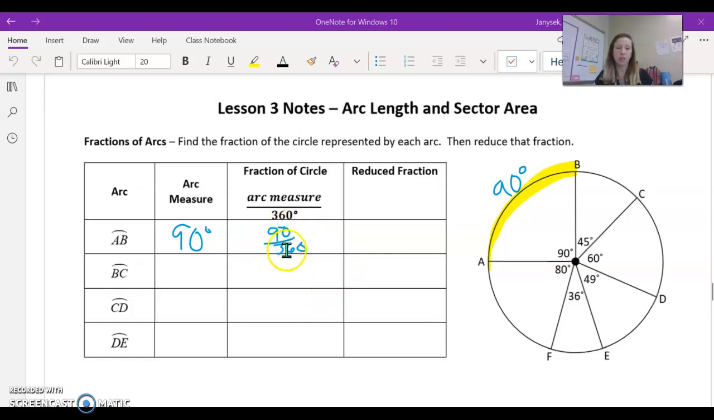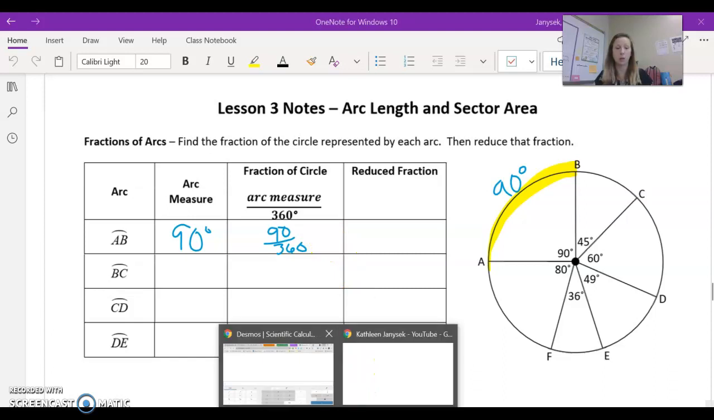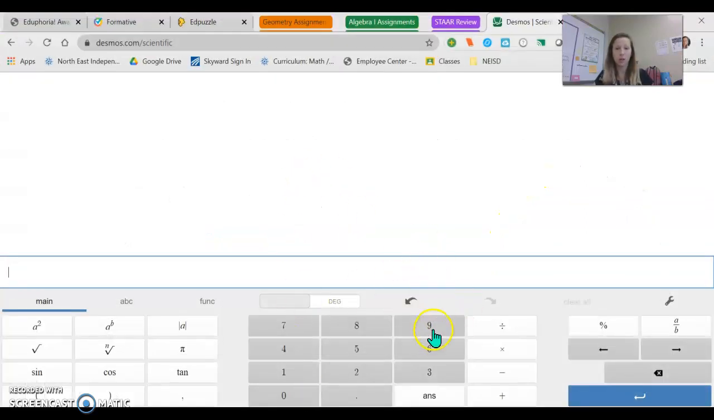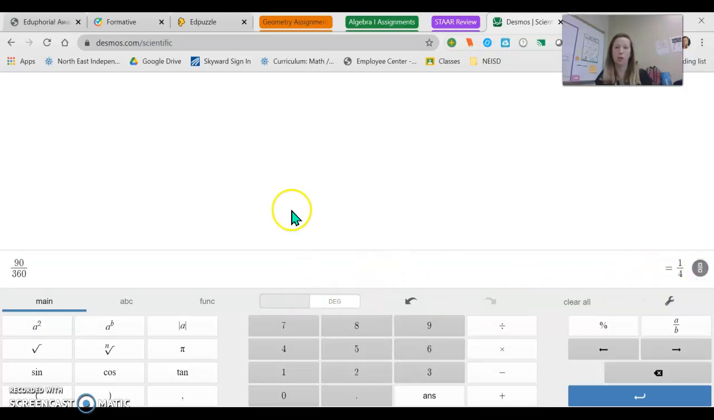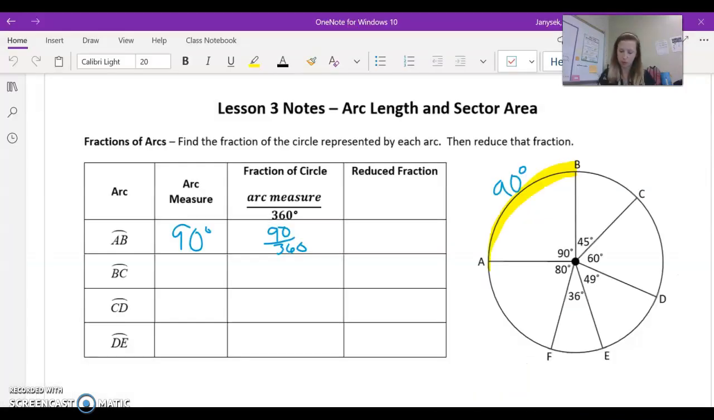Now, for some of us, it's easier to reduce 90 over 360, but if you need a little help, you can use the Desmos scientific calculator. If you type in 90 divided by 360, it gives you the decimal, but if you'll notice right here next to it, you can hit the fraction button and it will turn it into a reduced fraction. So that's desmos.com/scientific, or there's the app for the Desmos Scientific Calculator. It works just the same way that this web site works. Okay, so that reduces to 1/4.